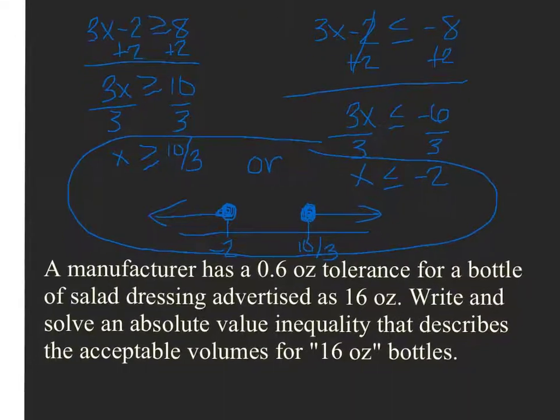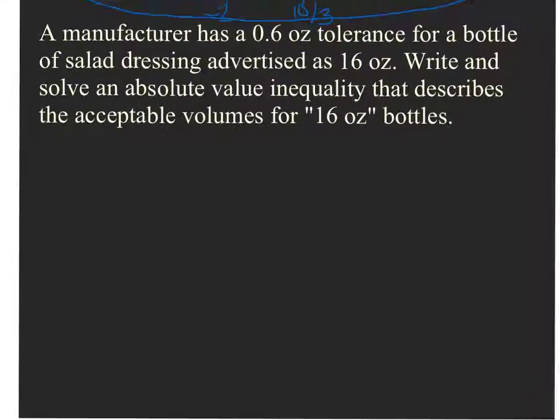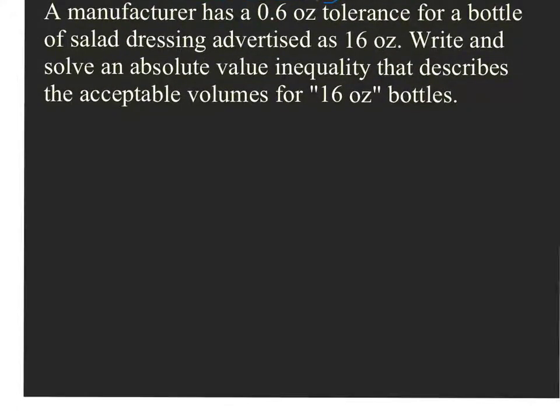Now for the fun part. I can't believe they have you do this, but the MCAs have you do a problem like this where you have to set this up. So let's see if we can understand this. A manufacturer has a 0.6 ounce tolerance for a bottle of salad dressing advertised as 16 ounces. What this means, people, is you have a bottle of salad dressing, it says it's 16 ounces on the label. Now, the machines don't always get exactly 16 ounces.